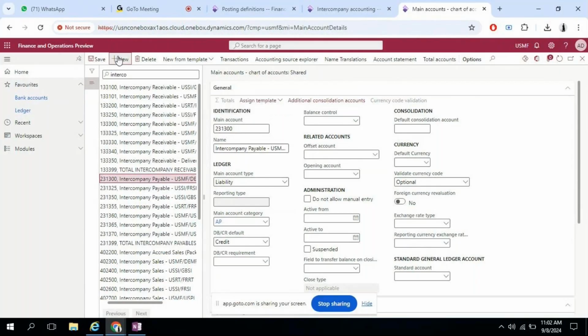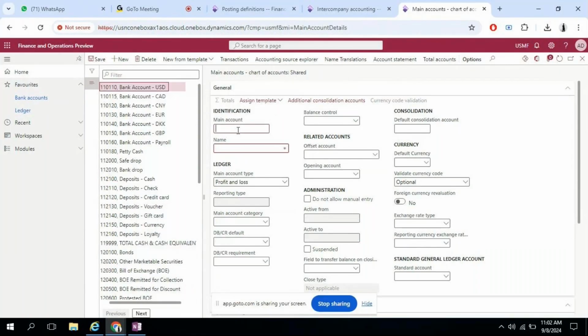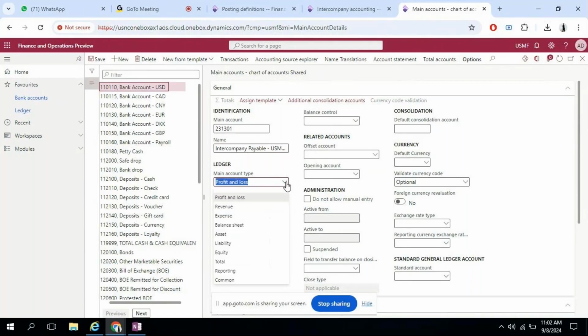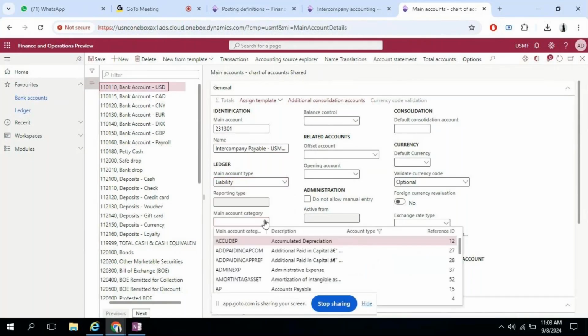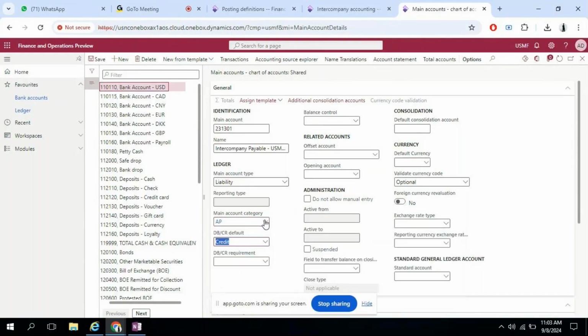231301. Okay, I will create it, 1231301, and I will keep it like this, intercompany payable USMF2 T004. Okay, this will come again not in the profit and loss, it will come under the liability, and the main account category will be AP. Similarly, for the 136201, I think, save it first.